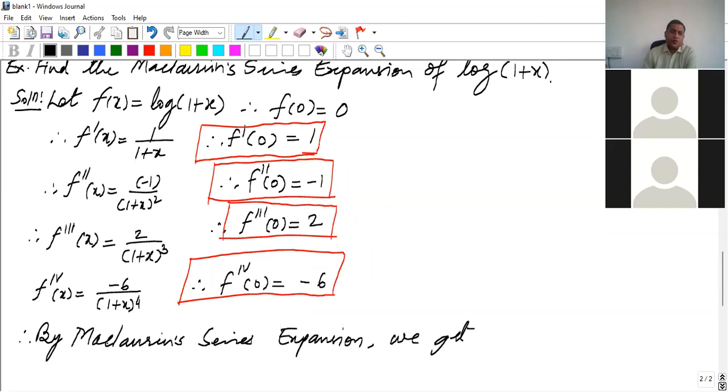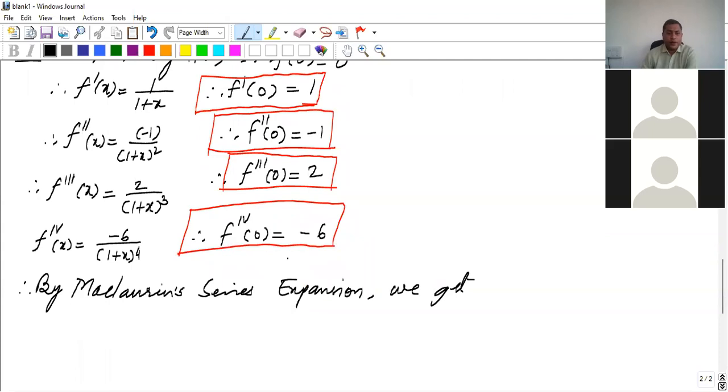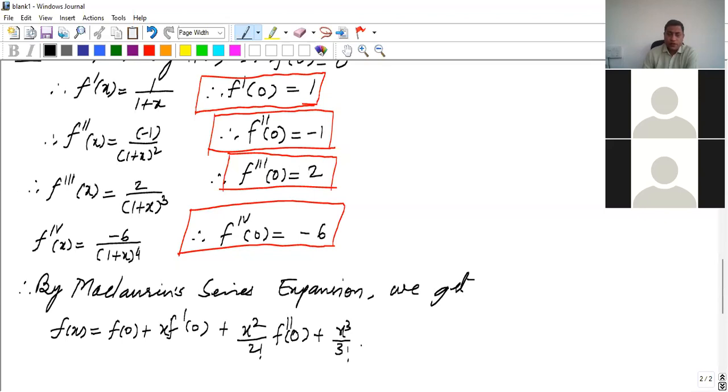Okay, so what we are able to get is, you can write here f of x is equal to f at 0 plus x f dash at 0 plus x square by 2 factorial f double dash at 0 plus x cube by 3 factorial f triple dash at 0, and so on. You're getting this formula? Yes, sir.